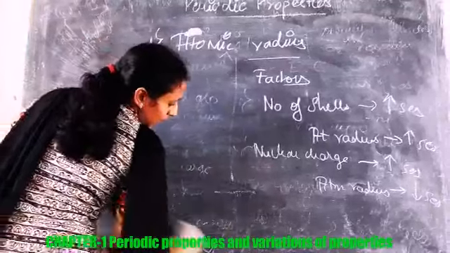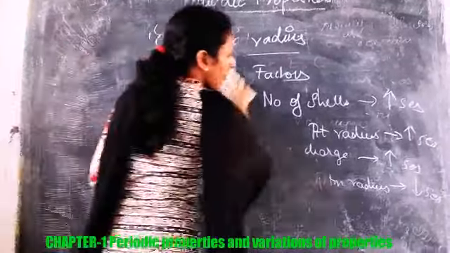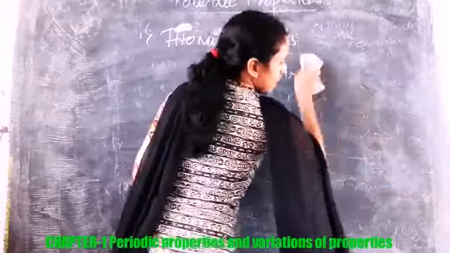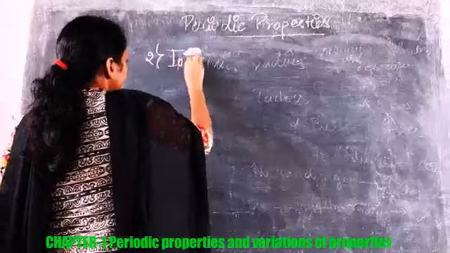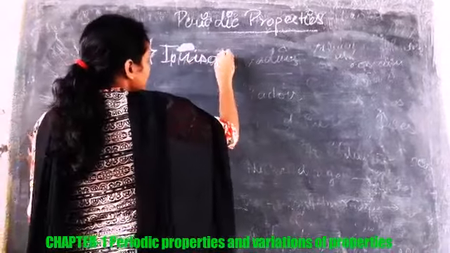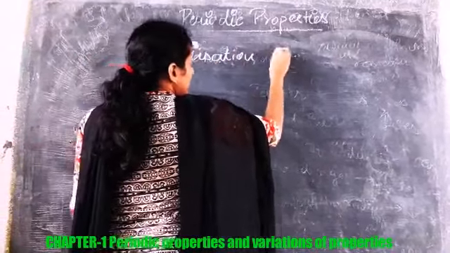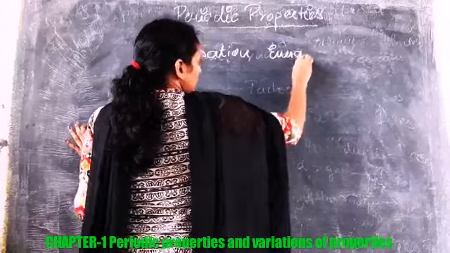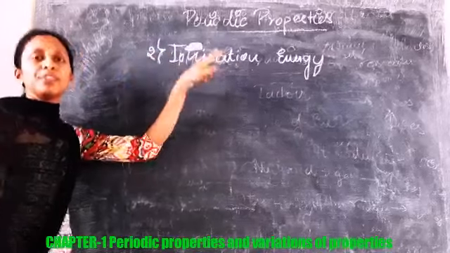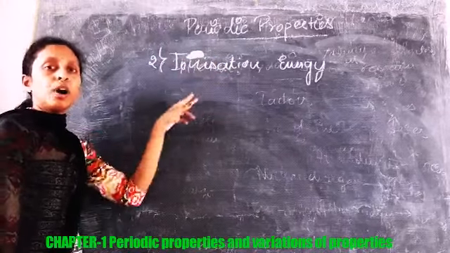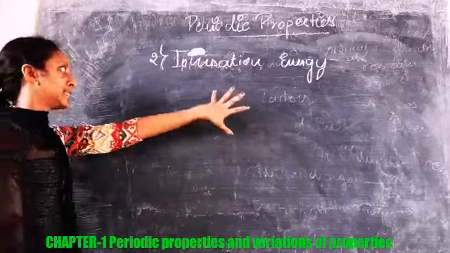This is the ionization energy. The second one is the ionization energy. It is the minimum amount of energy required to remove an electron from the isolated gaseous atom.